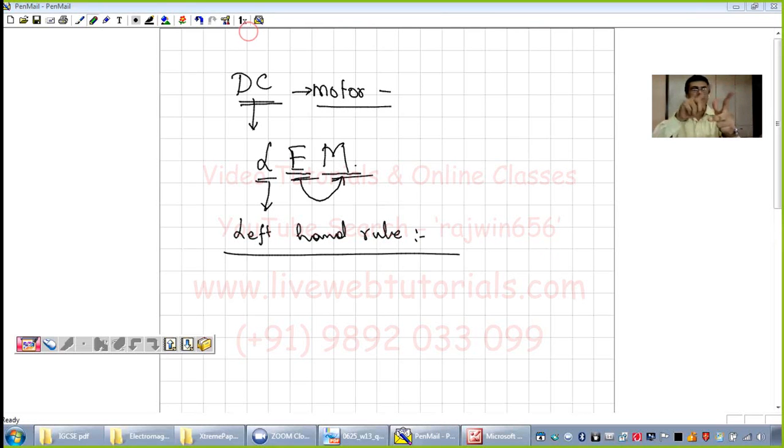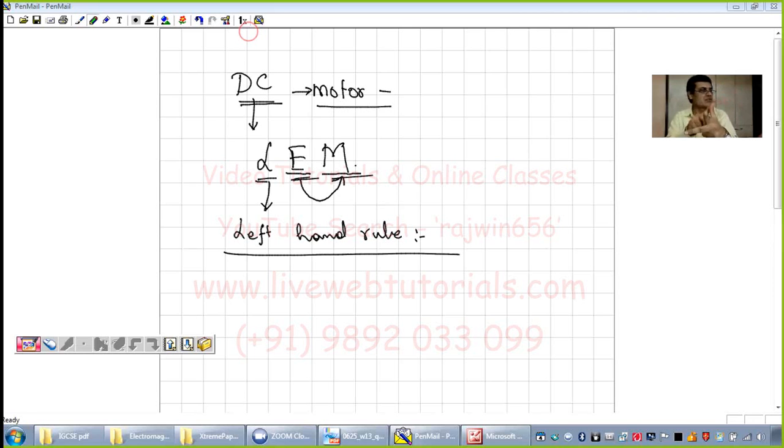Okay, father, mother, child. Father is force. So this is the direction in which the current carrying wire will be forced to move. Mother is again magnetic field. So that is the direction that is going to be pointing from North Pole to South Pole inside that particular space in which the rotation is going to take place. Child is the direction of current. So we are having three fingers mutually perpendicular to each other.